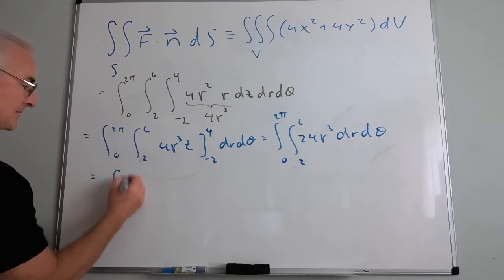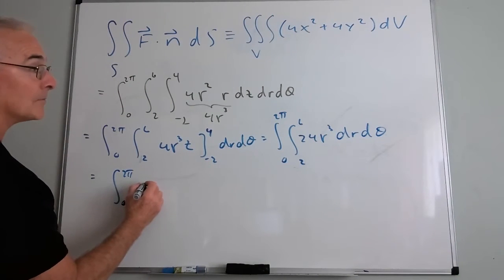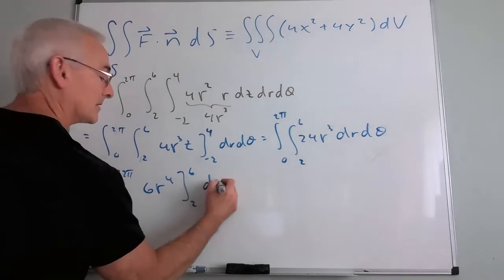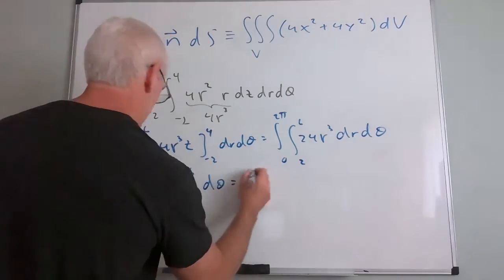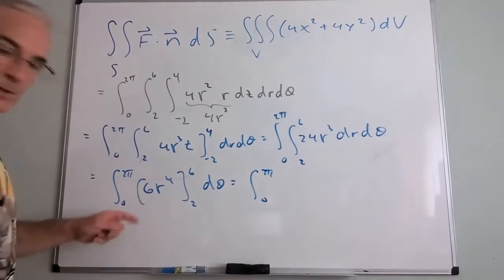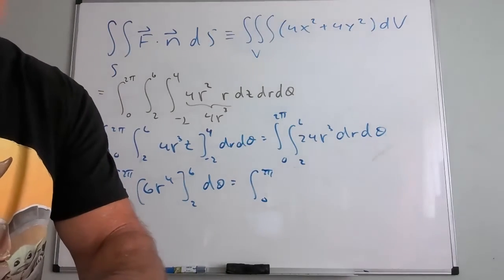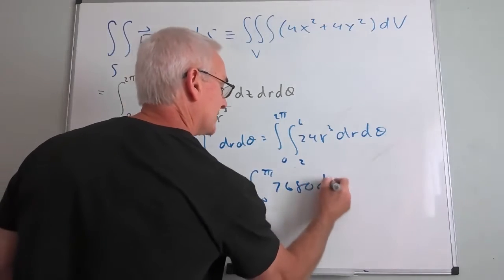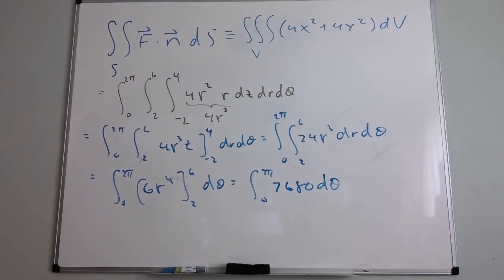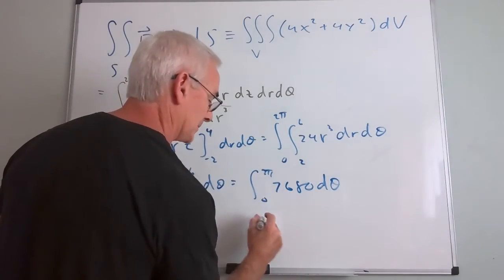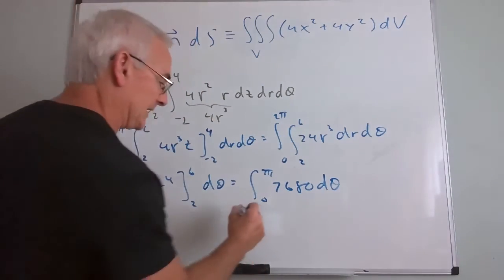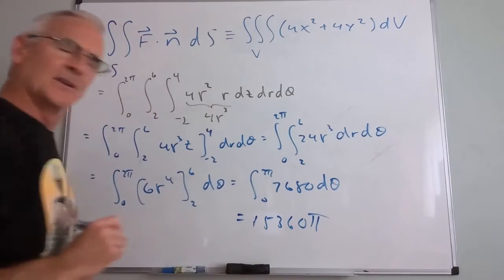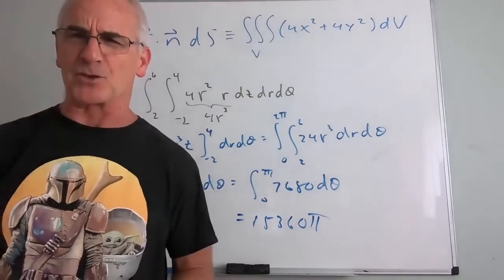So now integrating that, 0 to 2 pi, I would have 6r to the 4th from 2 to 6 d theta, which would be, so 6 times, let's see, what does that give us? That gives us 7,680 d theta, running through my calculator. And my final answer will be this times 2 pi, so 15,360 pi.